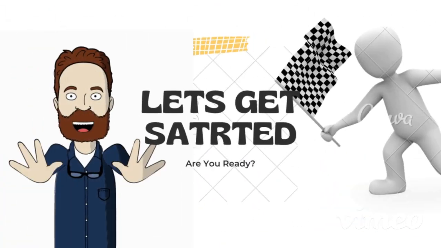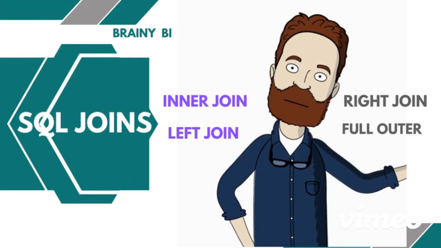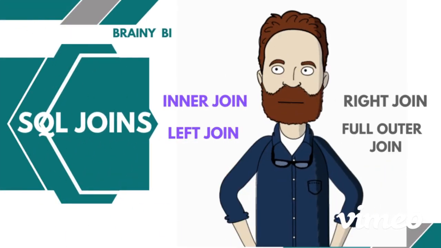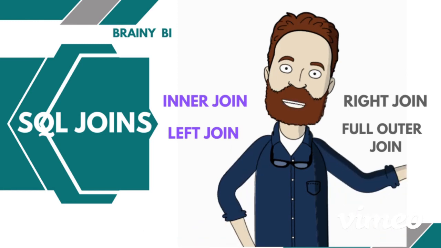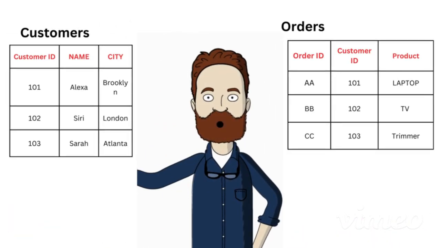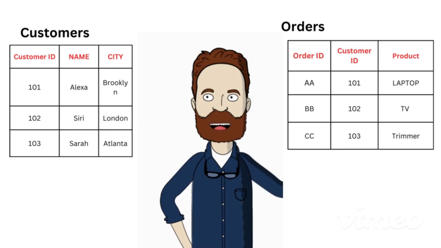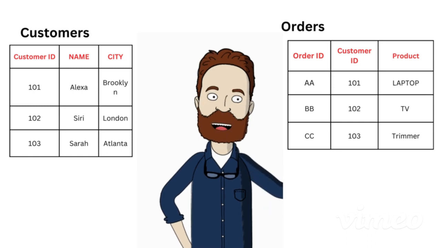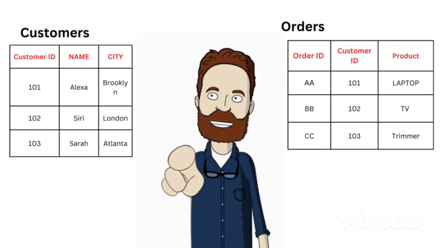So let's get started. In today's video, we will be covering four different types of joins: inner join, left join, right join and full outer join. To better understand joins, let's consider two examples, customers and orders. Our customer table contains information about various customers, while the orders table holds details about the orders they have placed.